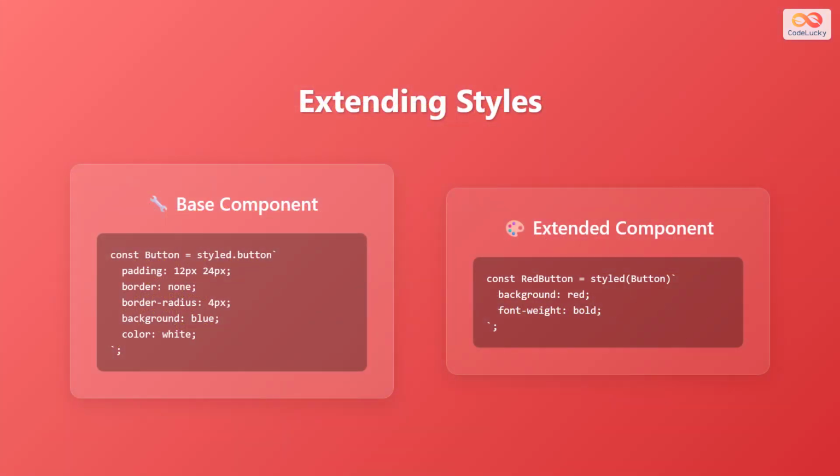Styled components also allows you to extend the styles of existing components. Let's start with a base component that includes basic styling for a button. Now you can create an extended component that inherits the base styles and adds or overrides specific styles. For example, const RedButton = styled(Button), backticks. Inside the backticks, write background: red, and font-weight: bold. This approach promotes code reuse and maintains consistency across your application.